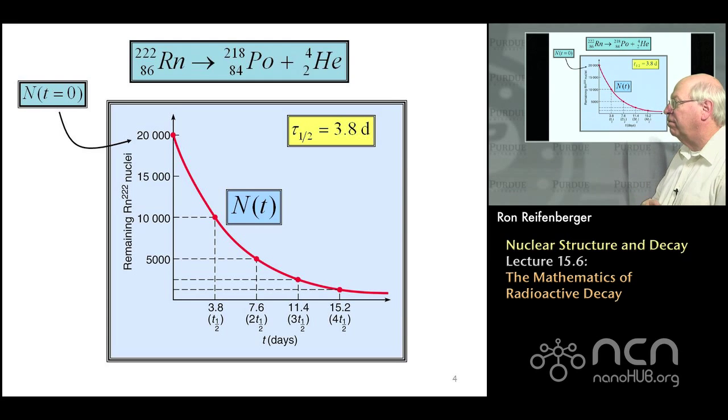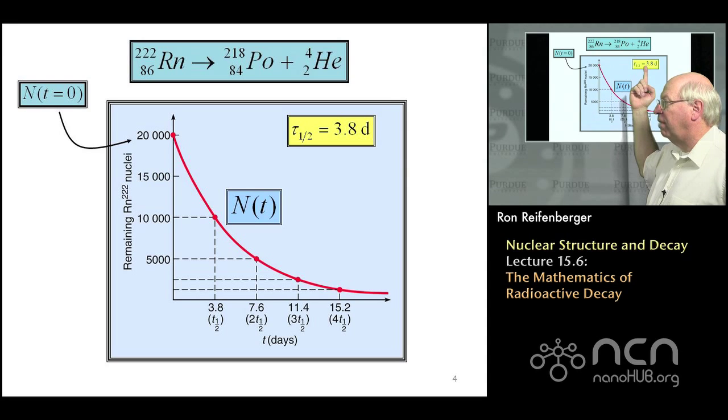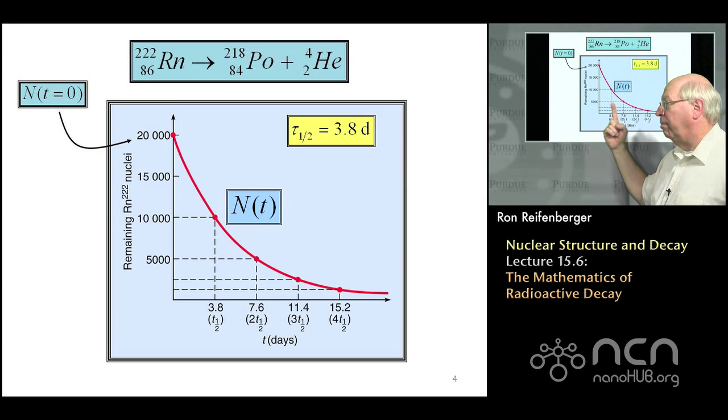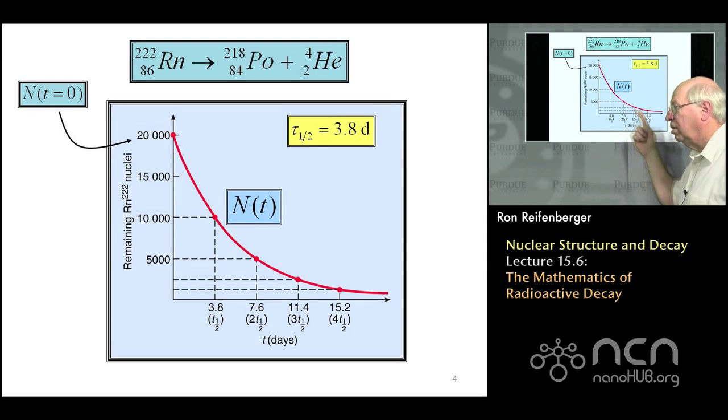A graphical plot of how this works is shown in this slide. Here we have a nuclear reaction where radon decays by emission of an alpha particle. This reaction has a half-life of 3.8 days. If we have 20,000 radon nuclei at t equal to 0, and we come back 3.8 days later, we'll have 10,000 of those nuclei remaining, and 10,000 of the polonium nuclei present. If we come back 7.6 days later, which is 2 half-lives, the number of radons remaining is 5,000. After three half-lives, the 5,000 gets cut down to 2,500, and so on.